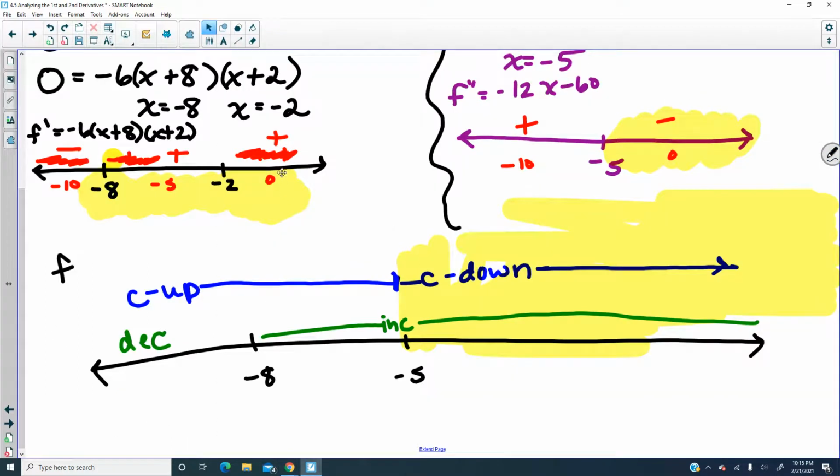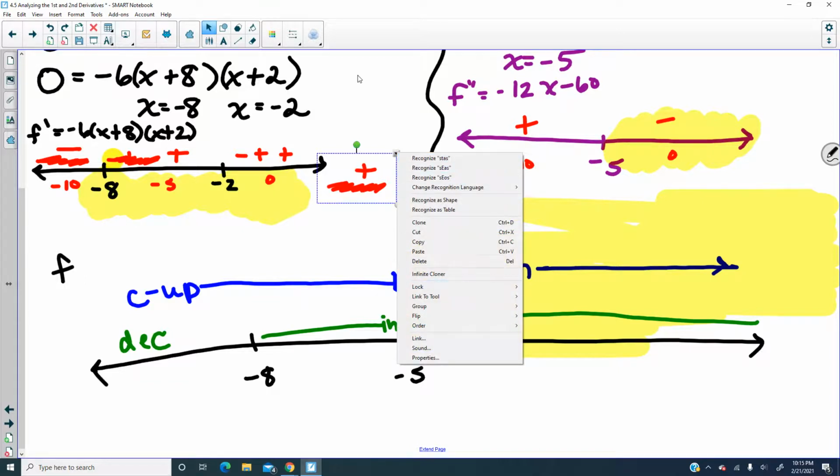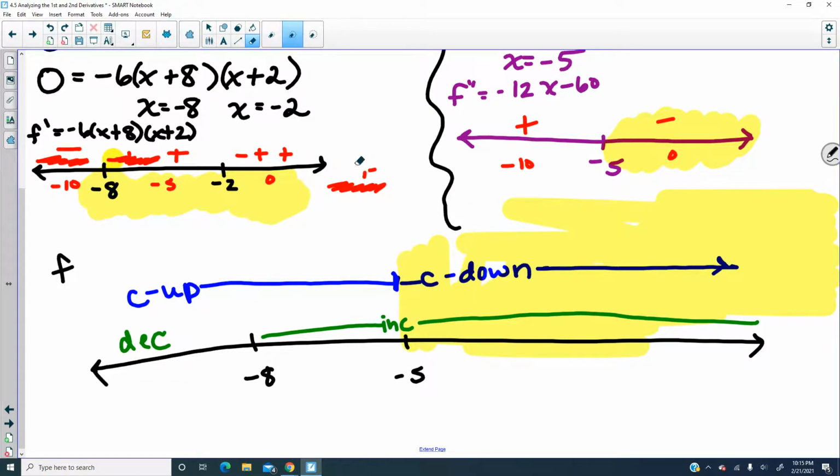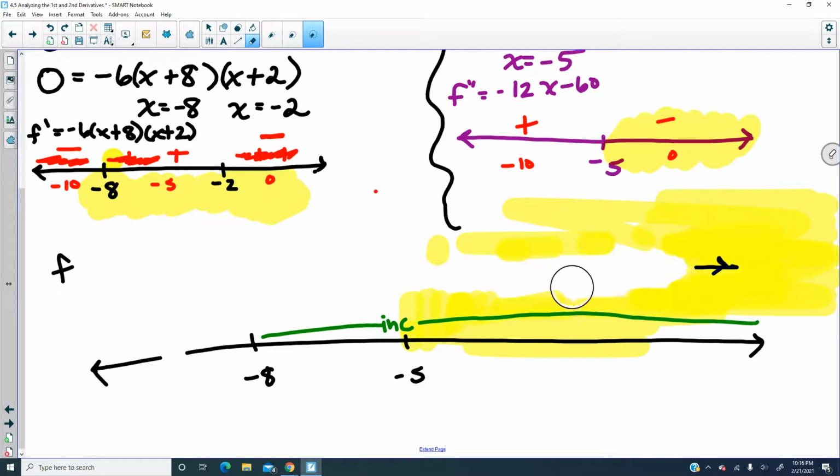Except I have a small mistake right here. So let's look back at that. Let's check that out again. Let's erase this part. Okay. Negative times positive times a positive is actually a negative. So let's fix that. This should be negative right here. Okay, so let's try this overall number line again.